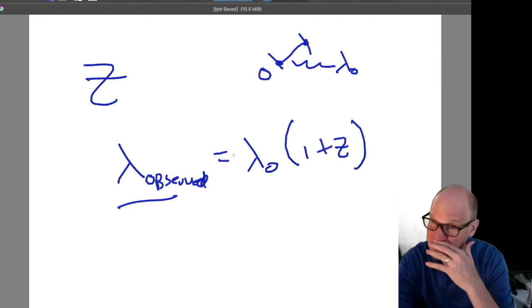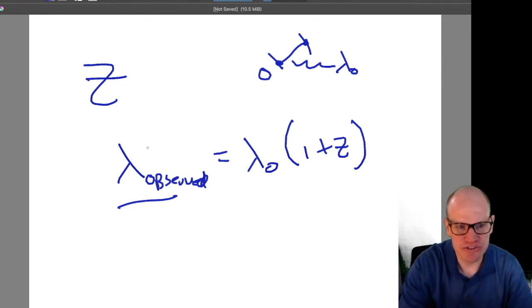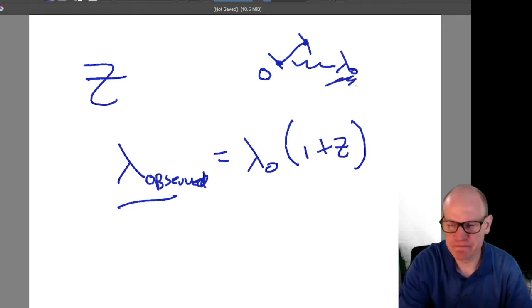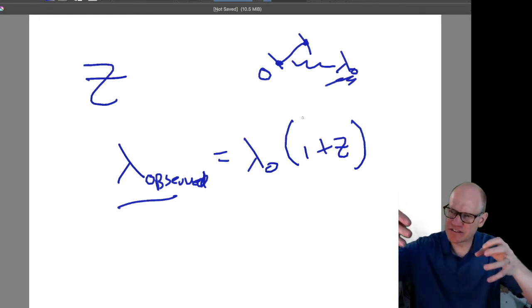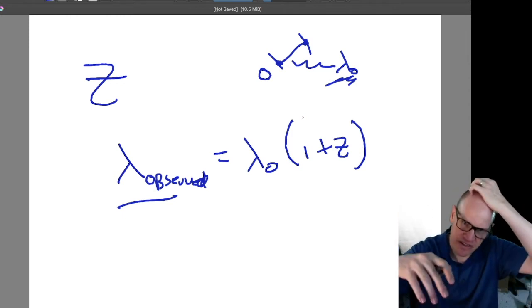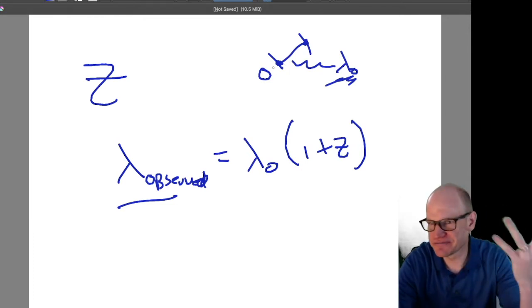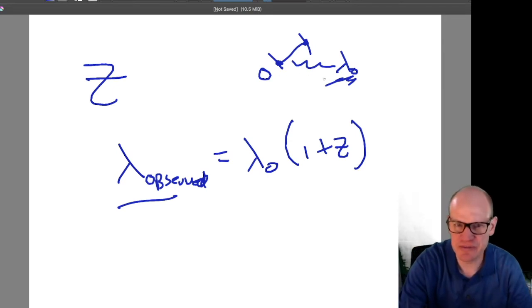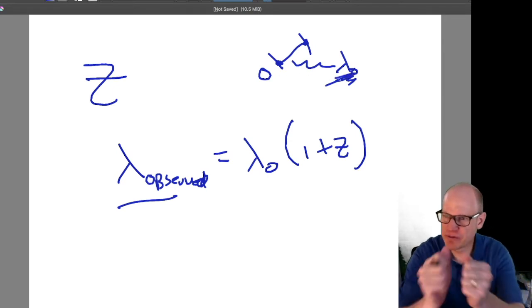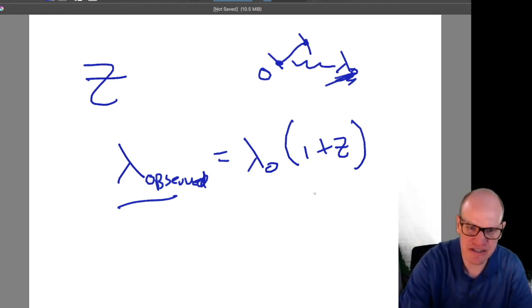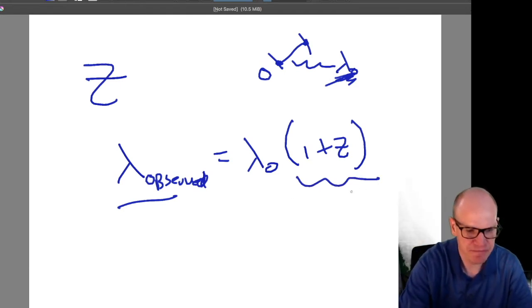If you're standing on the Earth in a laboratory, then you'll observe lambda naught. However, if you're looking at a galaxy that's far, far away, then when its hydrogen recombines like this, it's going to emit a photon of this wavelength. But the universe has expanded in the meantime and it stretches out that wavelength by a factor of 1 plus z.